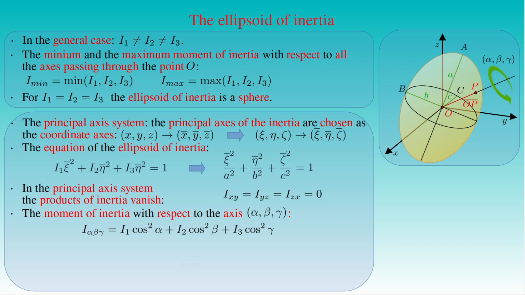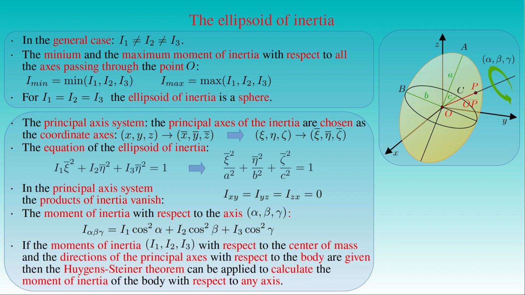Let us suppose that the point O is the center of mass of the rigid body. If the principal moments I1, I2 and I3 and the directions of the principal axes with respect to the body are known, that is 3 scalars and 3 angles are given, then the Huygens-Steiner theorem can be applied to calculate the moment of inertia of the body with respect to any axis. In the 3 tables of the moments of inertia shown before for different solids of uniform density, all the moments of inertia are the principal moments of inertia of the solids with respect to their center of mass.